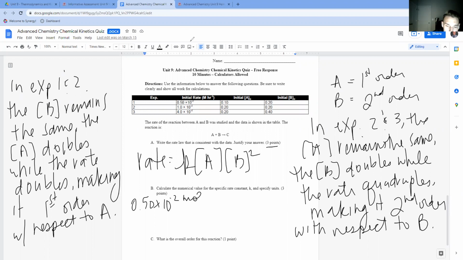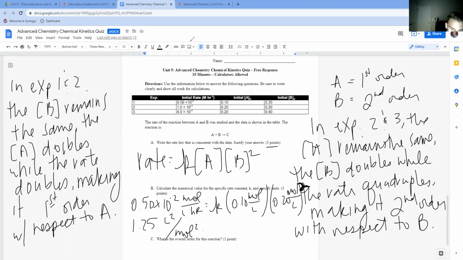This is moles per liter times hours, equal to K times 0.10 moles per liter times 0.20 moles per liter. I have to square that. Please don't miss that part. That's squared because B was squared in my rate law. I'm not going to do the math for you. You should know how to do this math. The number is 1.25 and the units are liters squared over moles squared times hours.